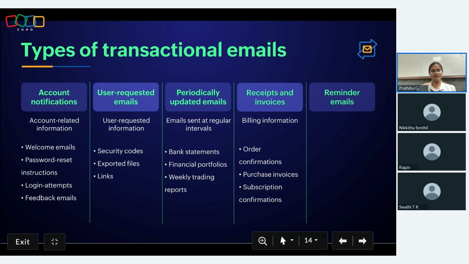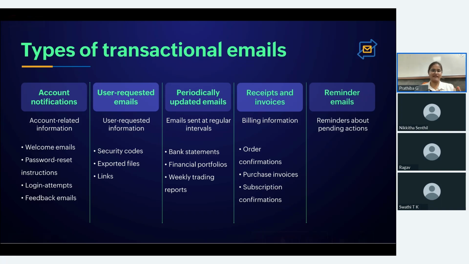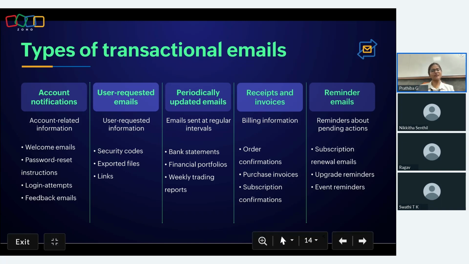And then the final type are reminder emails. Reminder emails are emails that are sent as a reminder about a pending action. And examples of this would be your subscription renewal emails, upgrade reminders, and event reminders. Now, you would have received an email intimating you about this webinar, right? So that too falls under this category. And these are the types of transactional emails.